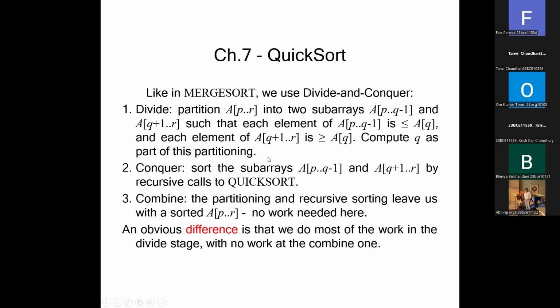In quick sort, like merge sort, we use the divide and conquer technique. In quick sort also the divide stage is there, the conquer stage is there, and the combine stage is there. In the divide stage, partition the given array A of P to R into two subarrays, A of P to Q minus 1 and A of Q plus 1 to R. So at the pivot position, or the midpoint position, we are dividing the given array such that each element of A of P to Q minus 1 is less than or equal to A of Q. Here P is the first index position, R is the last index position, and Q is the midpoint, or we can say the pivot position of the given array.